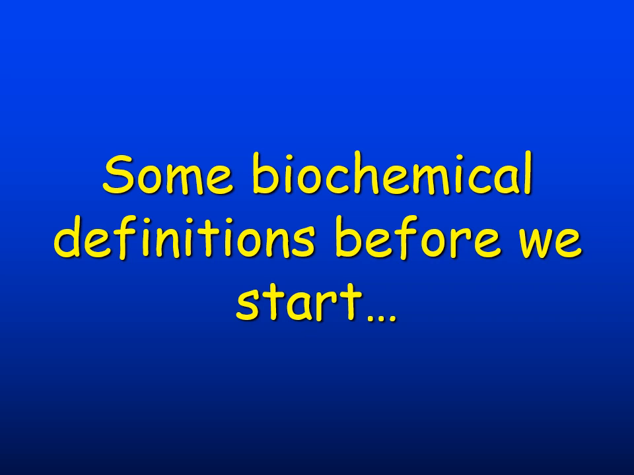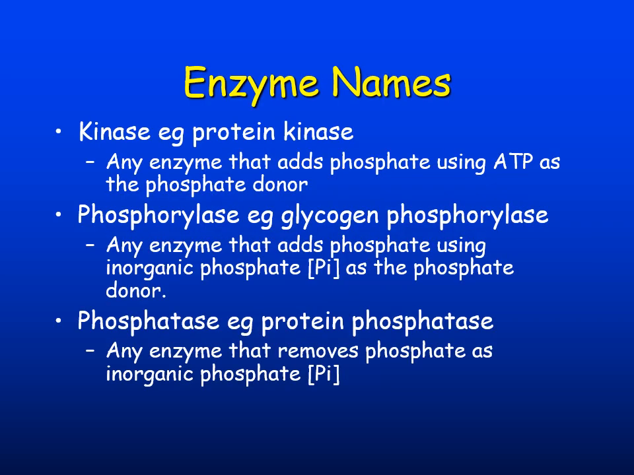So here's just a few definitions that if you commit them to memory, they'll make the rest of this material heaps easier to comprehend. First of all, some enzyme names. You can see three of the key ones here that I want you to commit to memory. Firstly, we've got a kinase. So for example, there's an enzyme called protein kinase. Now a kinase is any enzyme that adds a phosphate group using ATP as the phosphate donor. So this enzyme will add its phosphate group to its target substrate.